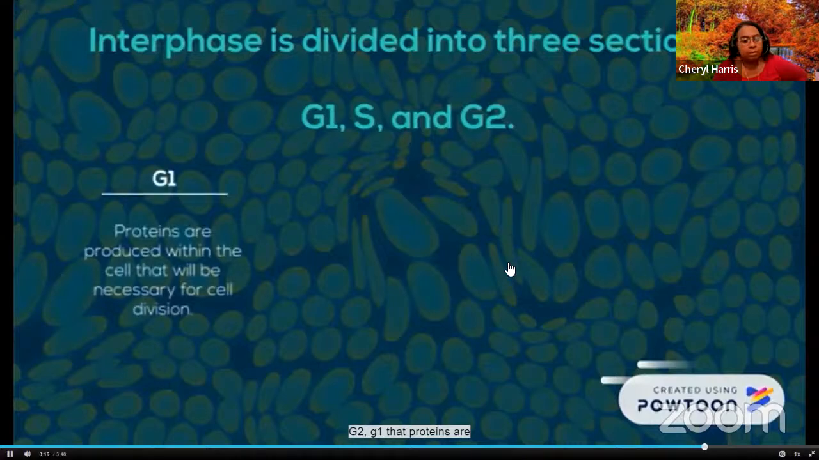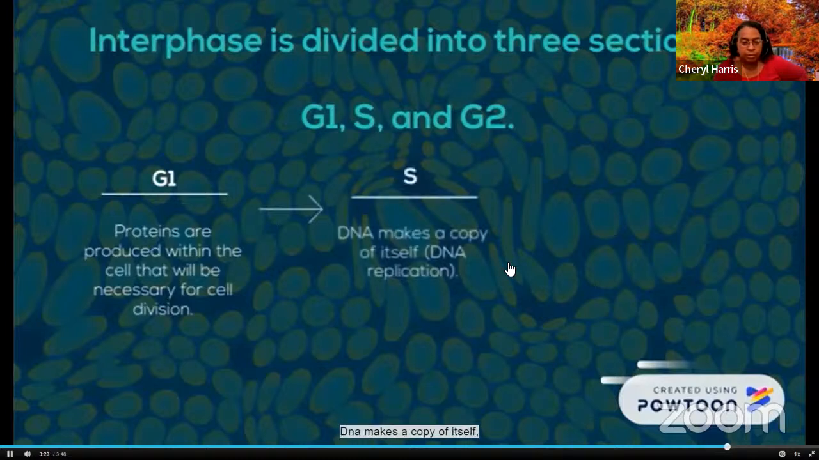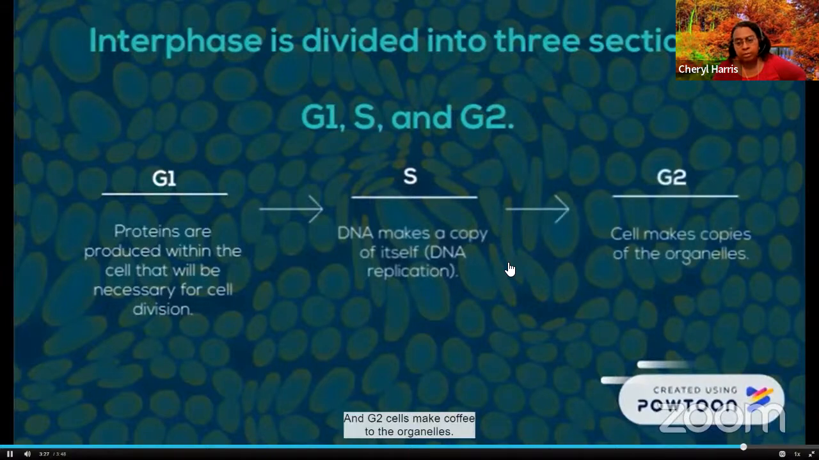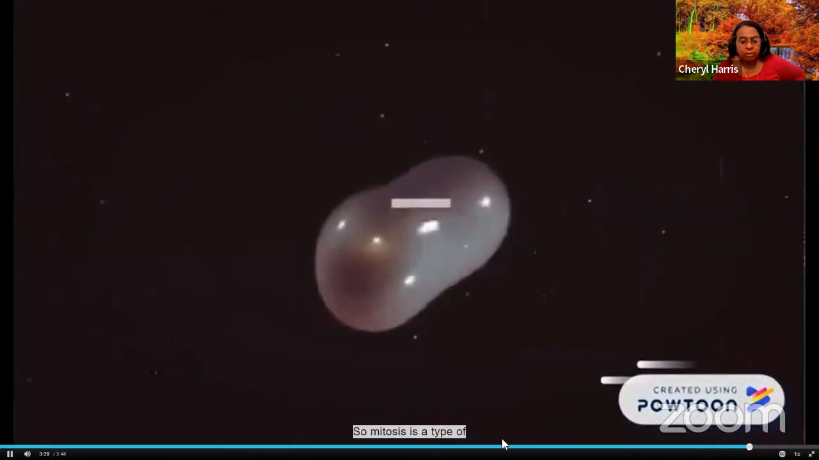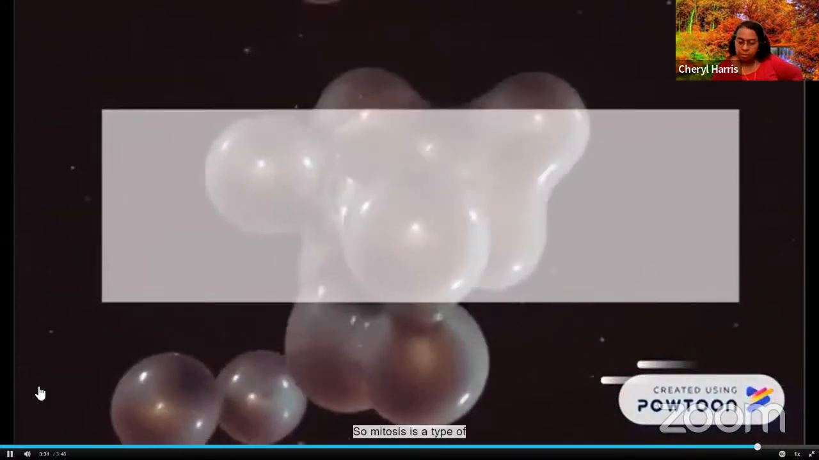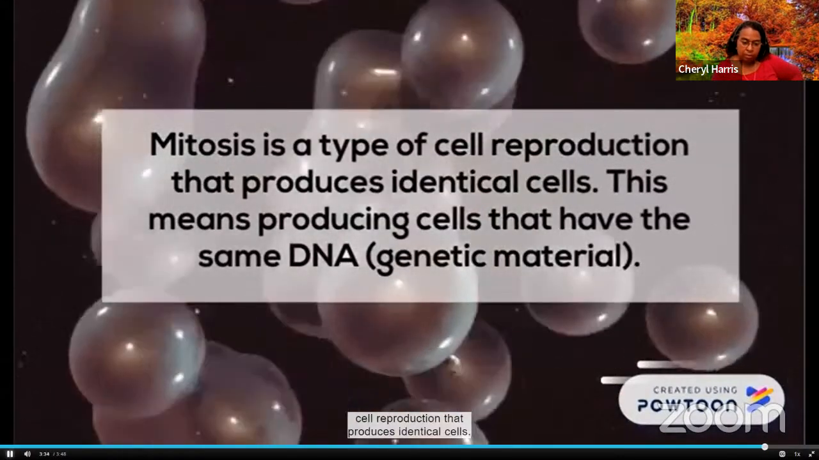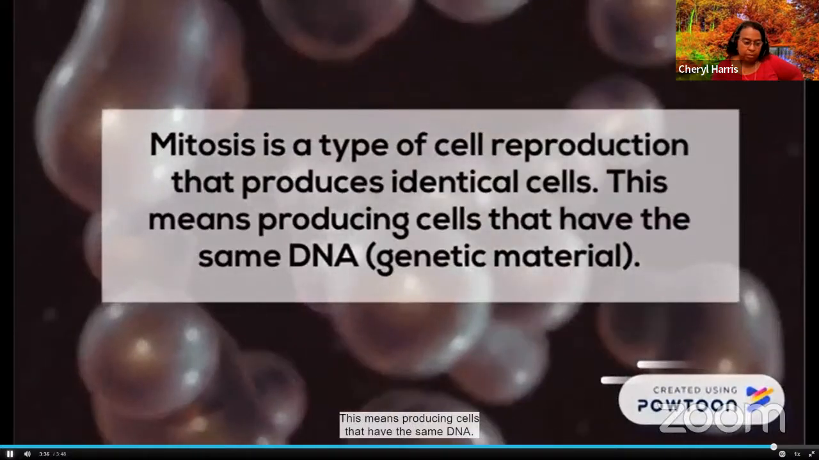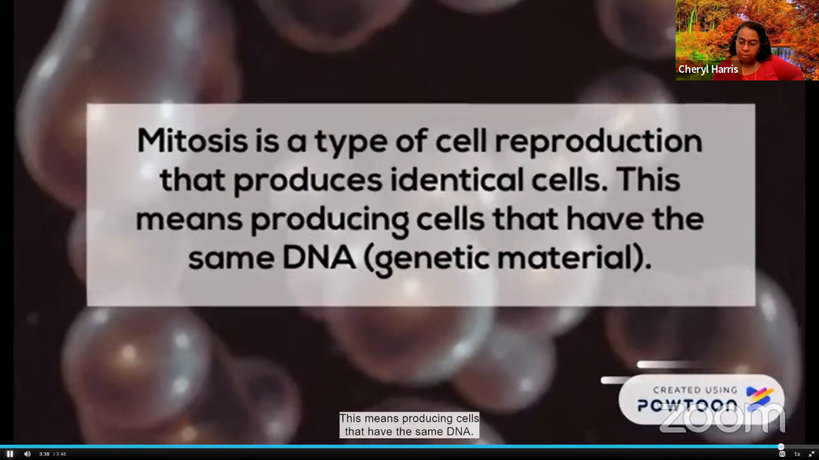In G1, the proteins are produced for the cell that will be necessary. You don't have to write all of this. In S, DNA makes a copy of itself, which is the DNA replication. In G2, cells make copies of the organelles. So mitosis is a type of cell reproduction that produces identical cells. This means producing cells that have the same DNA.